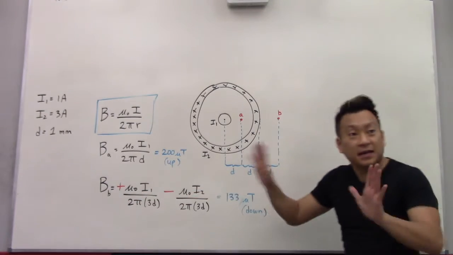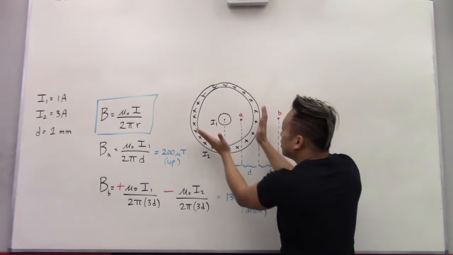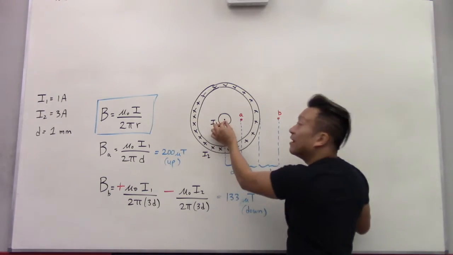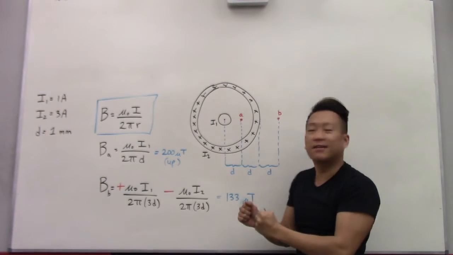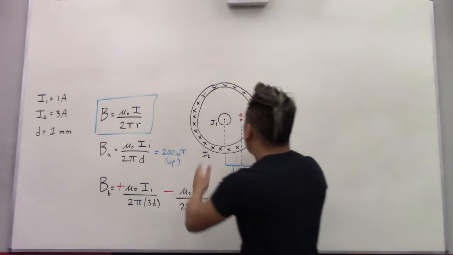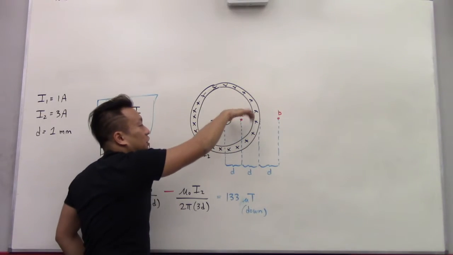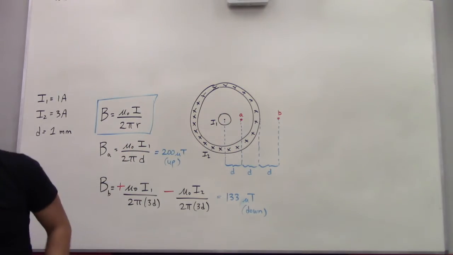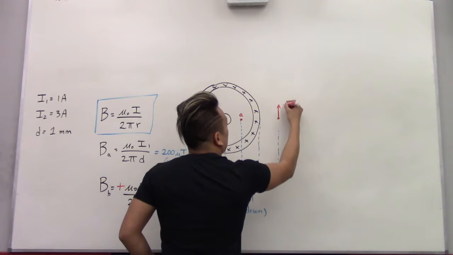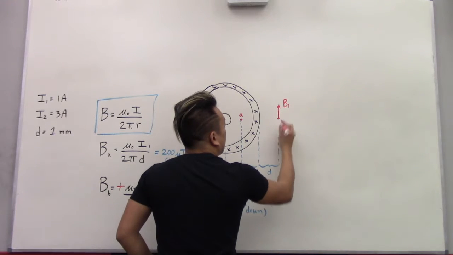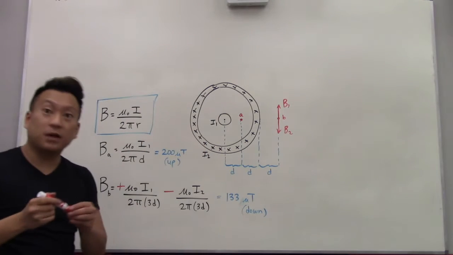But for B, because now B is outside both 1 and 2, we can think of current 2 concentrated at the center and current 1 there. You can think of it as just one wire with a net current, right? So the net current, and let's look at this. If the current is going inwards, then the magnetic field direction is going to point down. So at point B, this would be the magnetic field due to 1, and this would be the magnetic field due to 2 at point B. So which one's going to be stronger?